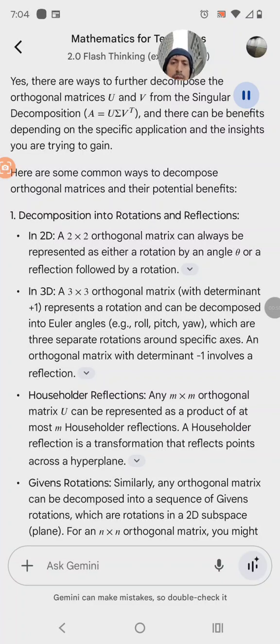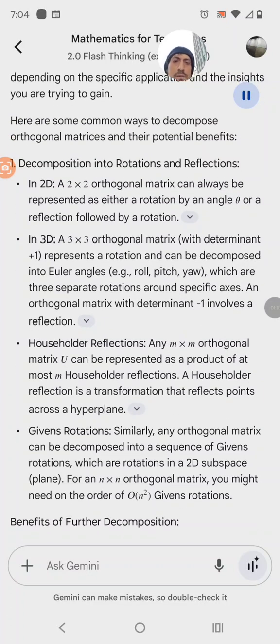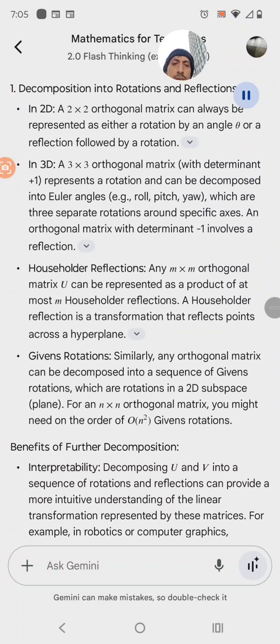In 3D, a 3 times 3 orthogonal matrix with determinant plus 1 represents a rotation and can be decomposed into Euler angles, e.g., roll, pitch, yaw, which are three separate rotations around specific axes. An orthogonal matrix with determinant minus 1 involves a reflection. Householder reflections. Any M times M orthogonal matrix U can be represented as a product of at most M Householder reflections. A Householder reflection is a transformation that reflects points across a hyperplane.